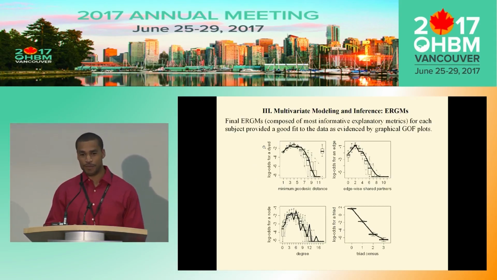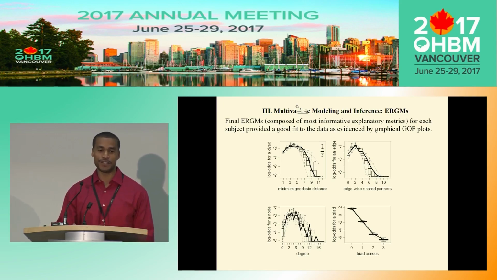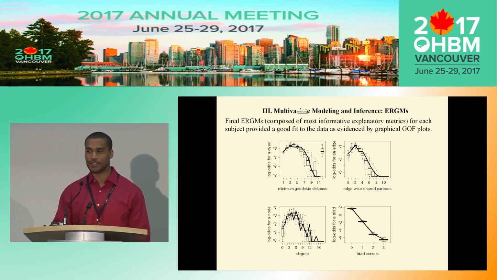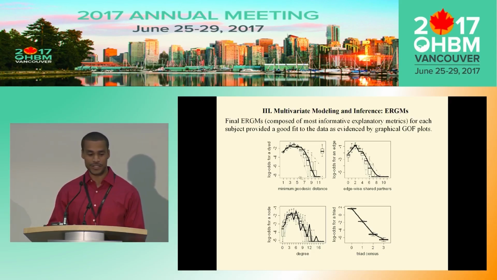And so what we found in our proof of concept work is that the final models for each subject provided a good fit to the data, as evidenced by the goodness of fit plots. So here we have an example set of goodness of fit plots for one of the subjects. On the x-axis, we have various network metrics. This is analogous to path length. This is analogous to clustering. We have degree, and then we have another systemic property called triad census.